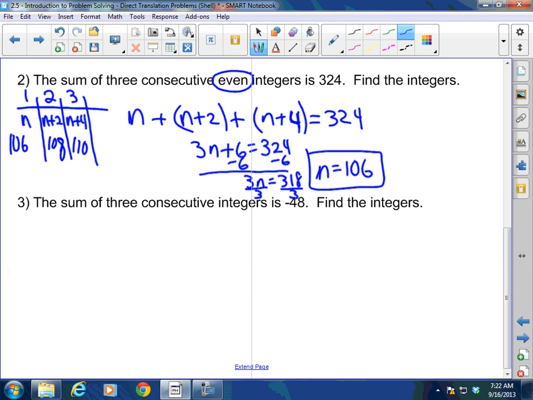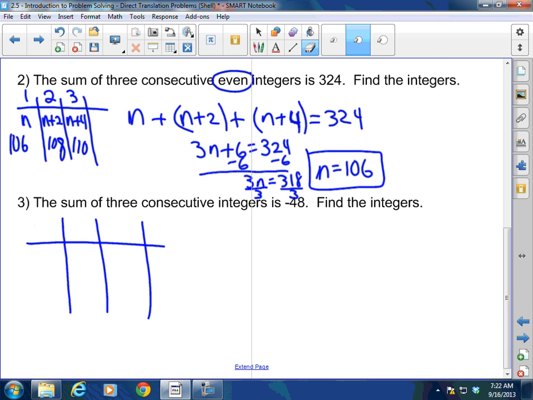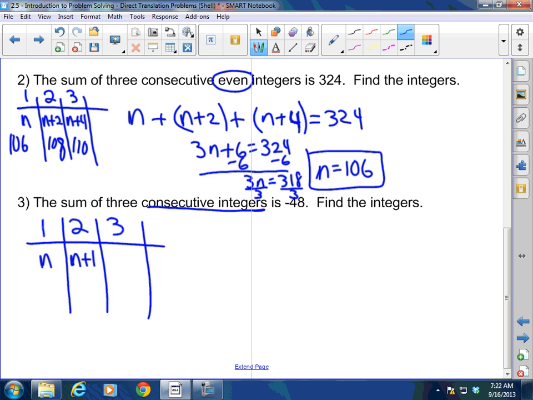So another one. The sum of 3 consecutive integers is negative 48. Find the integers. Okay, let's make a little table. We've got our first integer, second integer, third integer. First integer is n. Second integer is n plus 1, because we're talking about consecutive integers, not odd or even. Third integer is n plus 2.